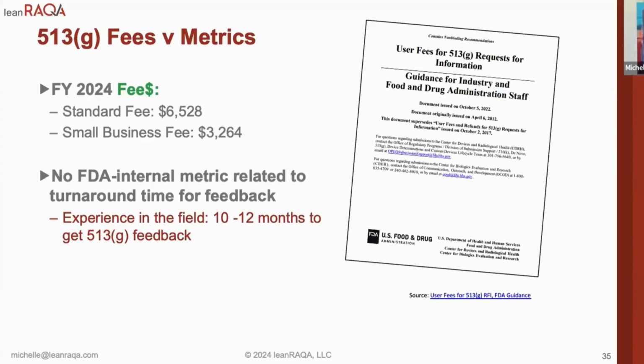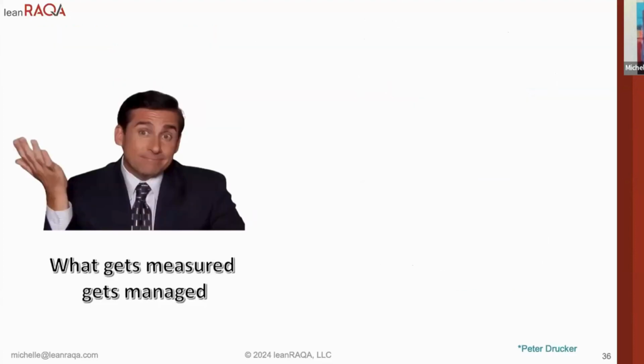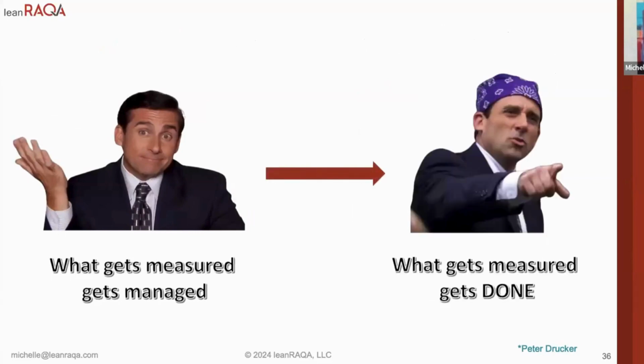Because there's no internal metric, our experience with 513Gs is that these are running 10 to 12 months for a review time, and they're supposed to be 60 days. So that just tells you the good old-fashioned, classic statement: what gets measured gets managed, and what gets measured gets done. So just keep that in mind if you're doing a 513G.